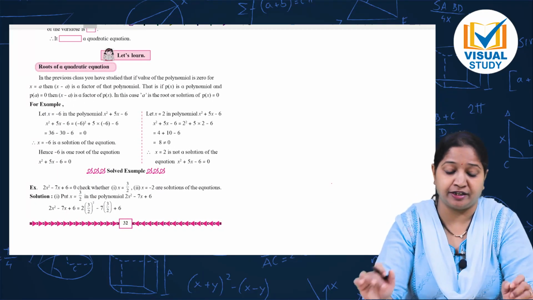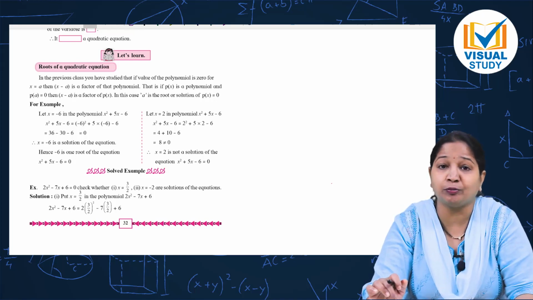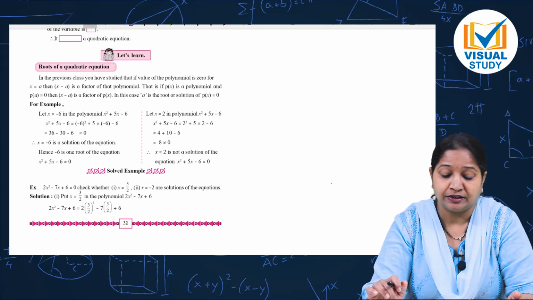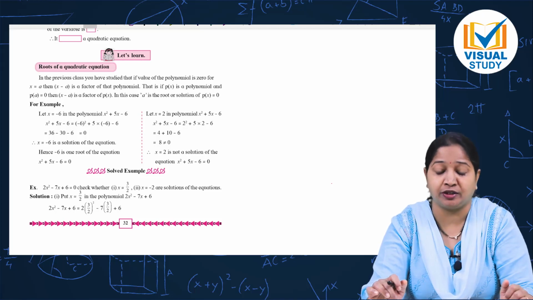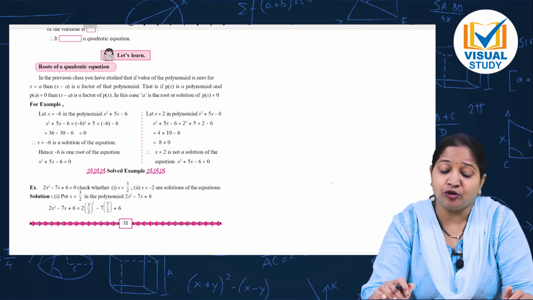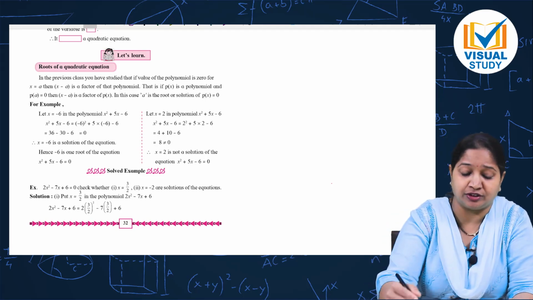Roots of a quadratic equation. In a previous class, we studied that if the value of the polynomial is 0 for x equal to a, then x minus a is a factor of that polynomial. That is, if p of x is a polynomial and p of a equals 0, then x minus a is a factor. Now, what is all this?